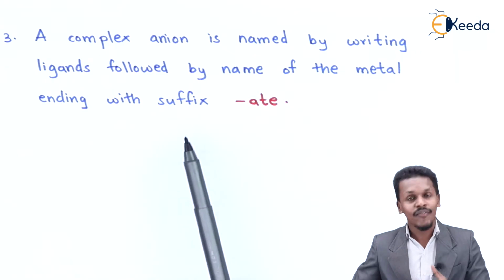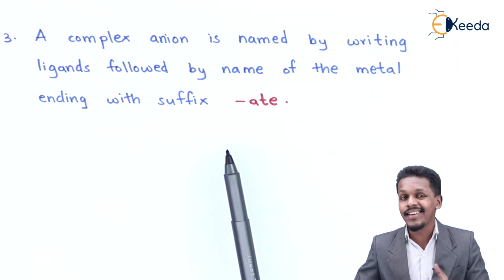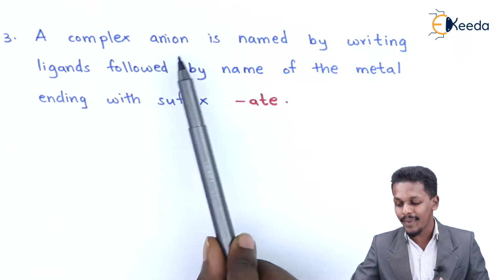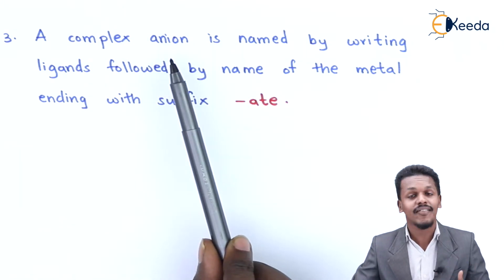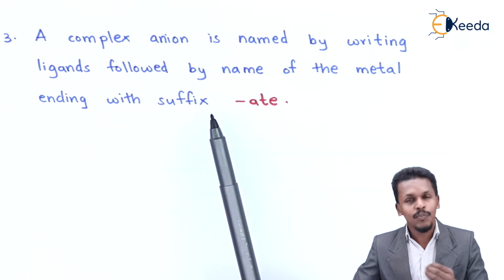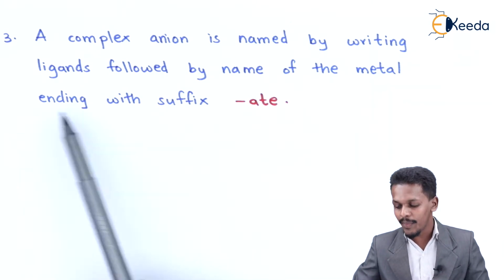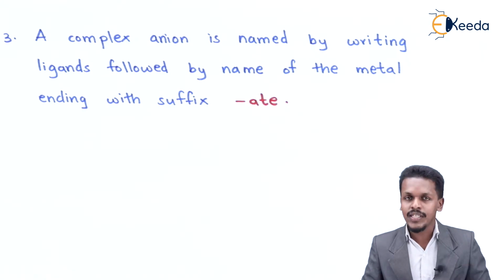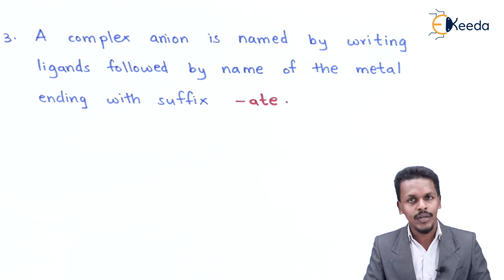So here also we are following the same second rule, but there is a bit of a difference. Here we are considering a complex anion, but in the previous one we considered a complex cation. And the small difference is that the name will end with -ate. So now let me give you an example related to this so that we can understand this rule perfectly.